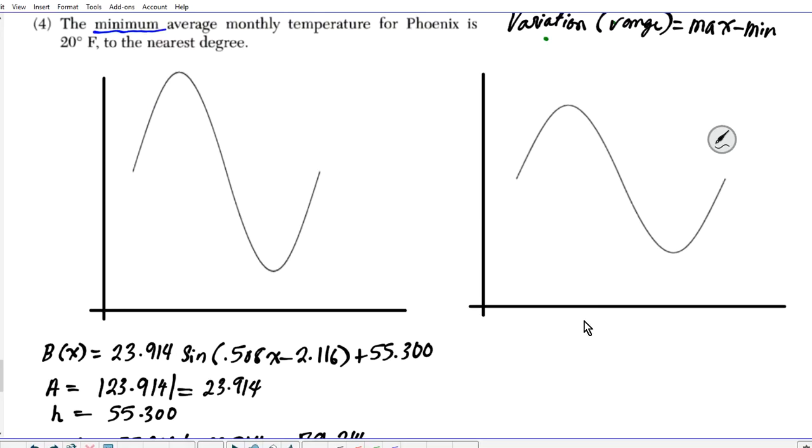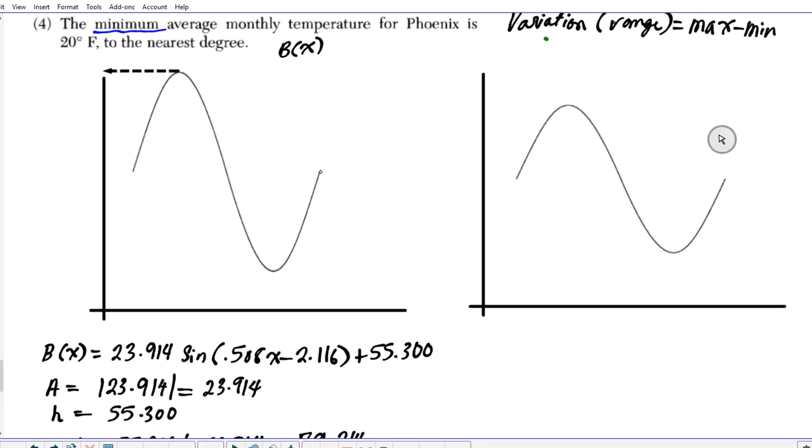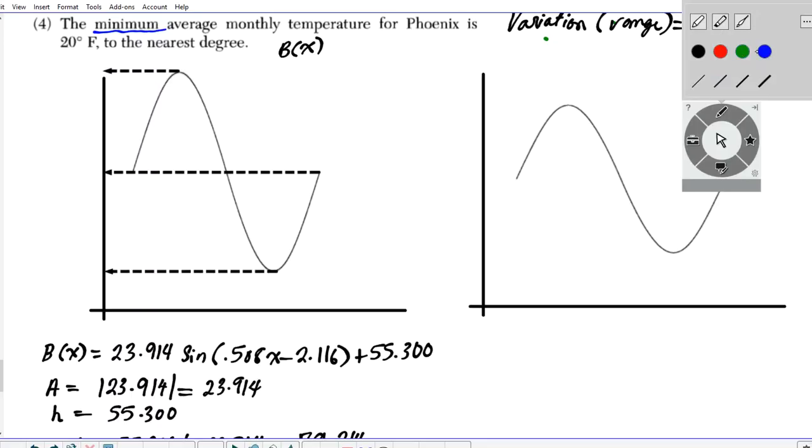So let's take a look at the graph. This one, the first one, is our b of x function. Okay, so this is what we have just found. The high point of this graph is your maximum. The peak, if you trace it to your y-axis right there, that's your high point. This is your midline, and this is your minimum. And then the span from the top to the bottom is your variation or range.